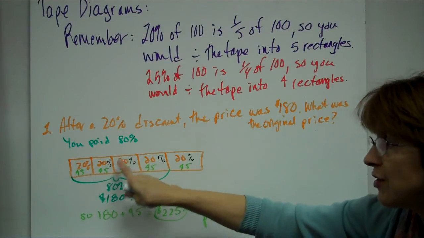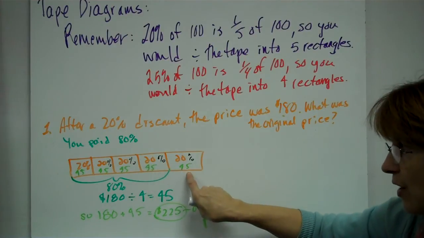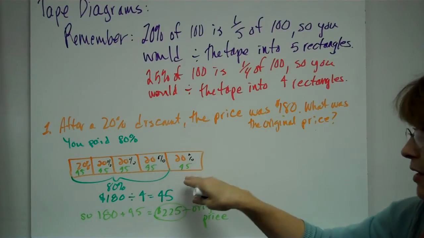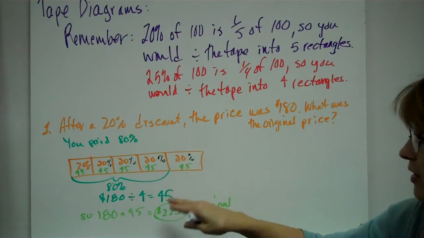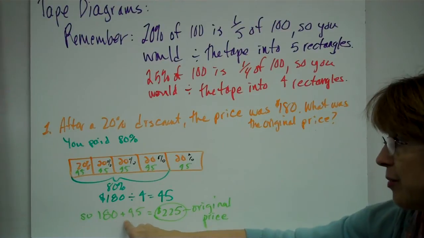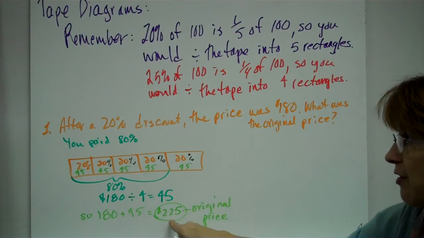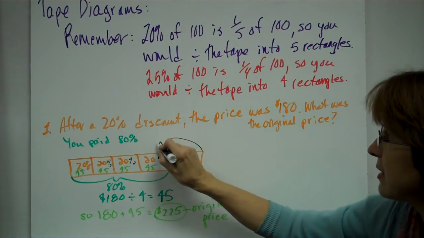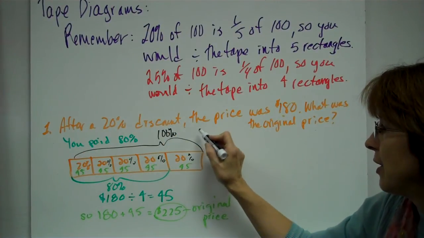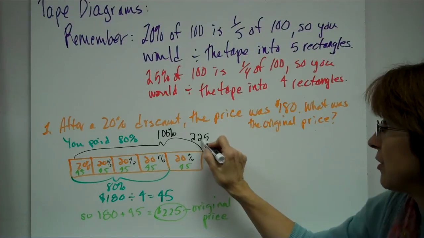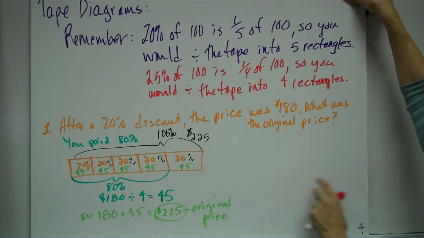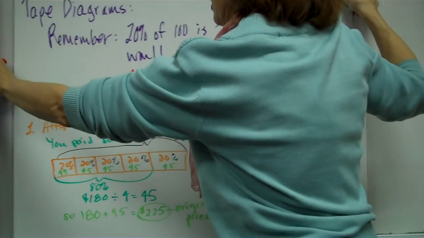So 45 is in each box that says 20%. 45 also has to be in the 20% that I need to figure out the original price. The discount I got was also $45 off, you could say. So to get the total original price, I'm going to add the 180 plus the $45, and that will give me my 100%. You can even demonstrate it like this. This would be 100% of the item, and this would be $225. Okay?